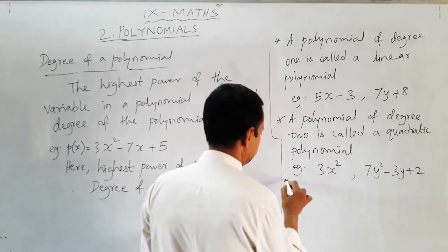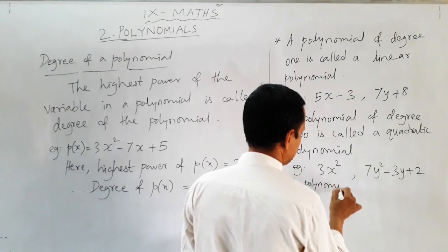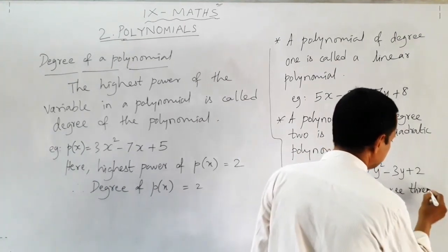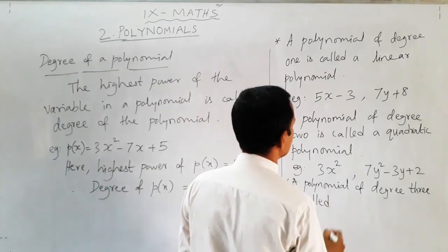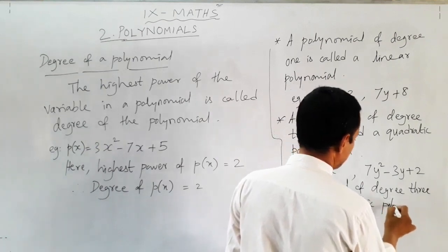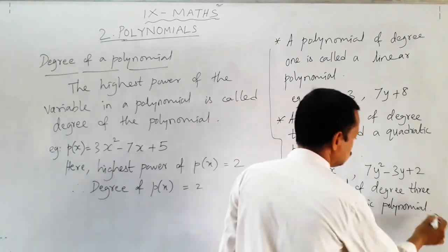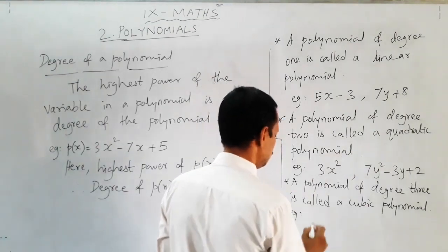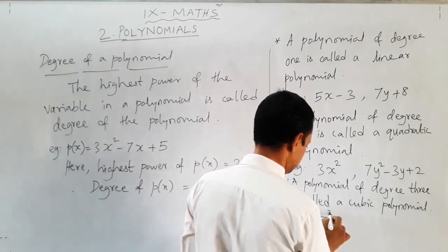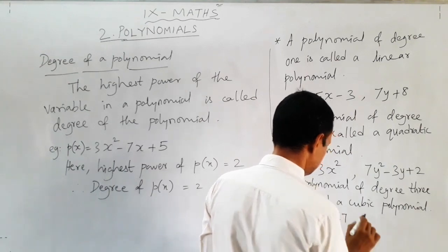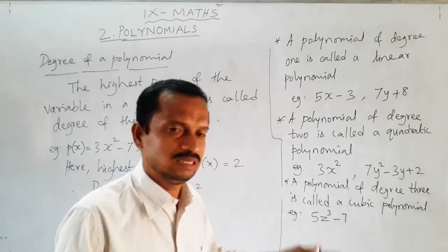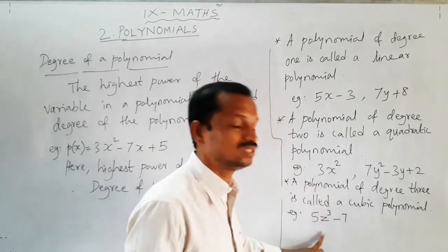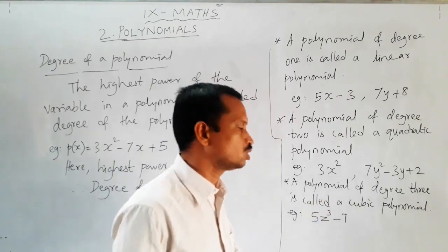And then third one, a polynomial of degree 3 is called a cubic polynomial. The words you have to remember. So this is linear for 1 degree, quadratic for 2 degree, and cubic polynomial for 3 degree. An example you can give: 5z cube minus 7. Here only 2 terms, but the variable is z, whose highest power is 3. So 3 is the degree of 5z cube minus 7. Therefore a polynomial of degree 3 is called a cubic polynomial.